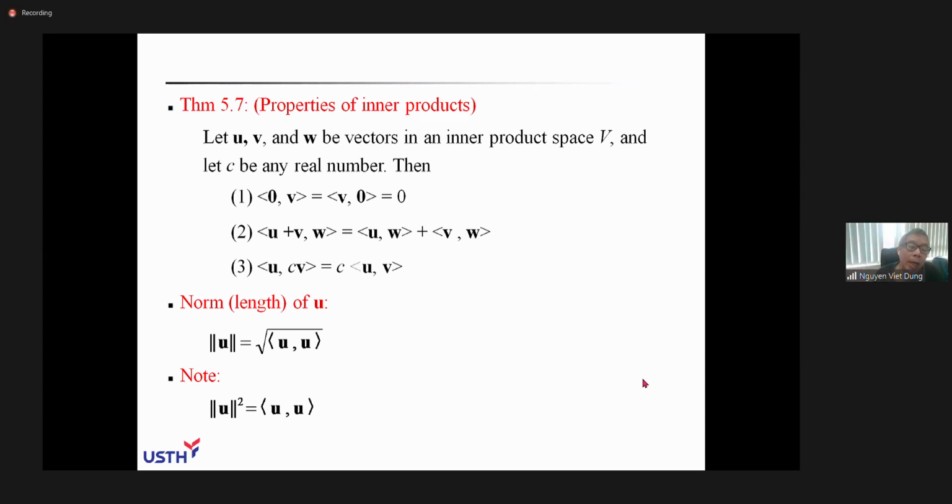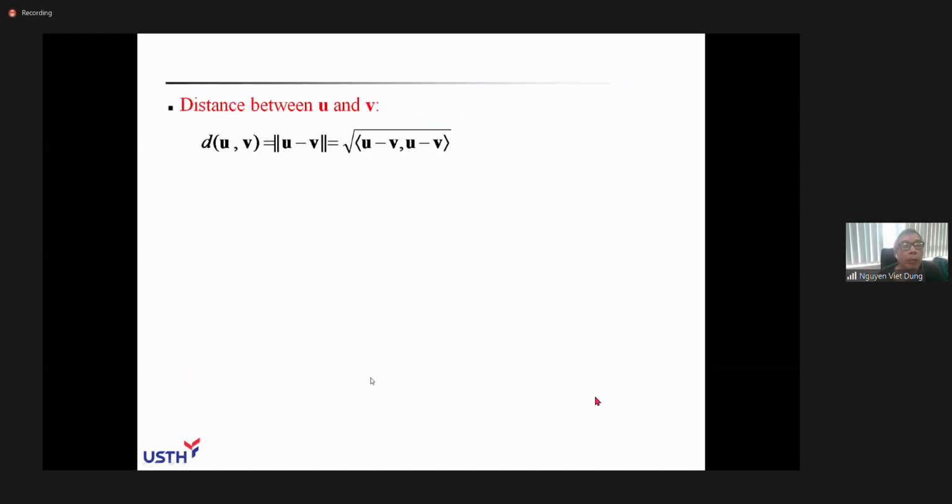But now I want to continue to see that whenever you have an inner product, you can always define the length or the norm of any vector u. It is defined by the square root of that one. And axiom number 4 requires that the inner product of u and u is always non-negative, so we can put it under the square root sign here. Or you can see that the square of the length of u equals the inner product of u and u. And similarly to the previous, we can define the distance between u and v to be that.